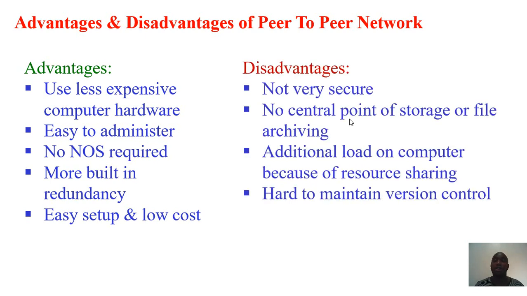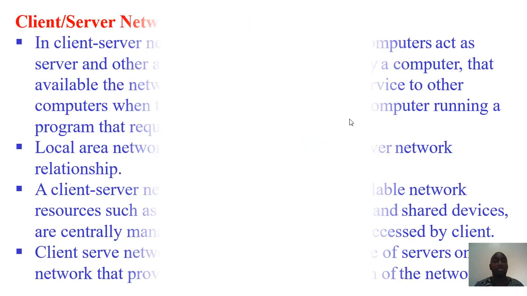Let's continue. The disadvantages, on the other hand: it's not very secure, there is no central point of storage or file archiving, there is additional load on computers because of resource sharing, and it's hard to maintain version control. So remember, in a peer-to-peer network, you have to agree on a specific standard or version of everything you do, so that everything can be compatible.